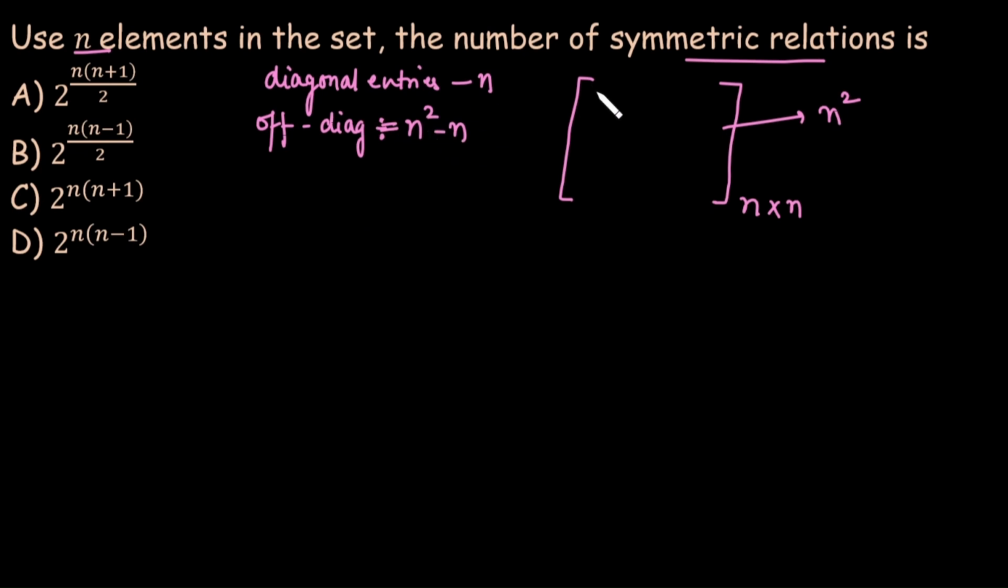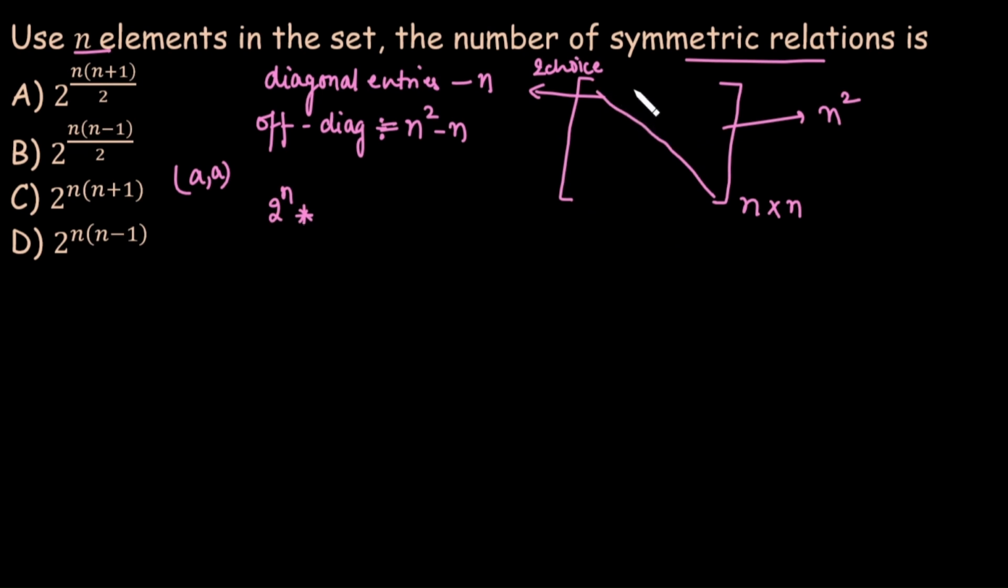Now think, when the relation is symmetric, is there any restriction on the diagonal entries? Diagonal entries are of the form ordered pair (a, a), and there is no restriction on these. Maybe it is a part of the relation, maybe not. It means each diagonal entry has two choices. So for this we have 2 raised to power n, for the n diagonal entries.